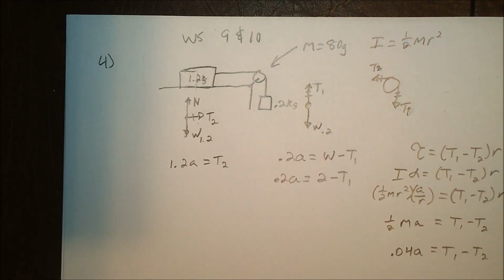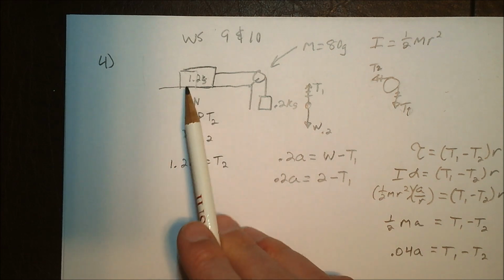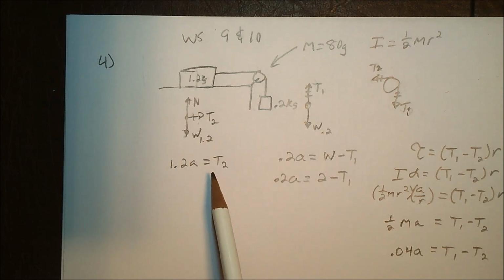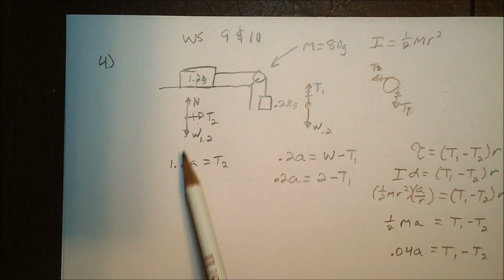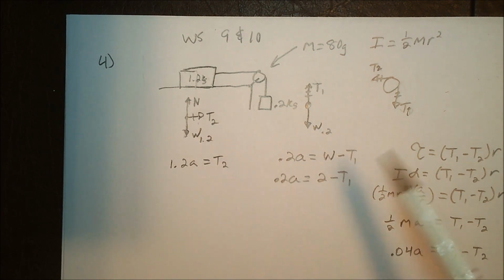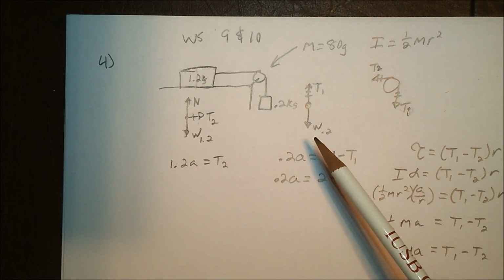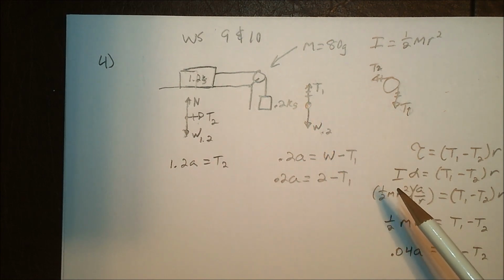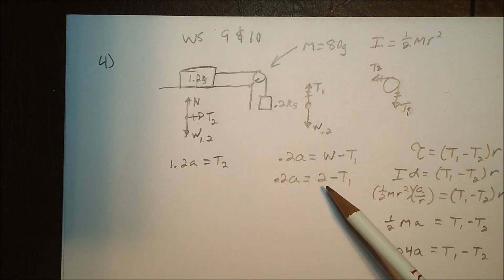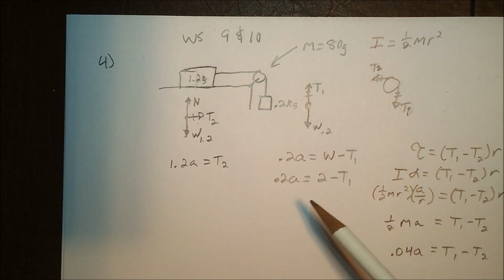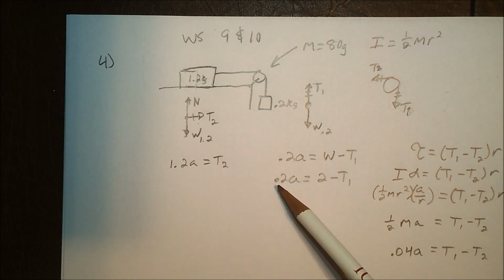Okay, so the net force equation for this object would be the net force is equal to T2. So the net force is ma, so it'd be 1.2 times A. The net force for this object here would be the net force is equal to this weight minus that tension. And so that would be 2 minus the tension, and ma would be equal to that, so 0.2 times A.